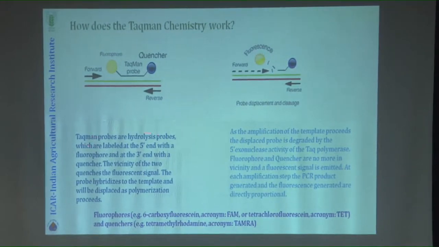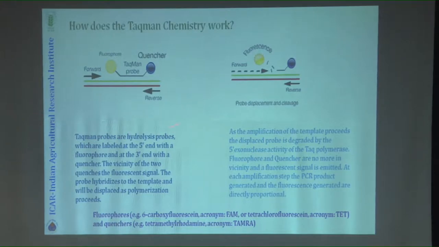So TaqMan probes are hydrolysis probes. That's the term we scientifically use, hydrolysis probes, which are labeled at the 5' end with a fluorophore and at the 3' end with a quencher. In the vicinity of the quencher, the fluorescent molecule is quenched. Since they are together, there is no fluorescent signal. The probe hybridizes to the template and will be displaced by the polymerization process. They will be displaced when the polymerization is proceeding. As the amplification of the template proceeds, the displaced probe is degraded by the 5' exonuclease activity of Taq polymerase. Fluorophores are like FAM or TET, and the quenchers are TAMRA. This is the quencher, this is the fluorophore. So this is what we use in the TaqMan assay, a probe-based assay of qPCR.